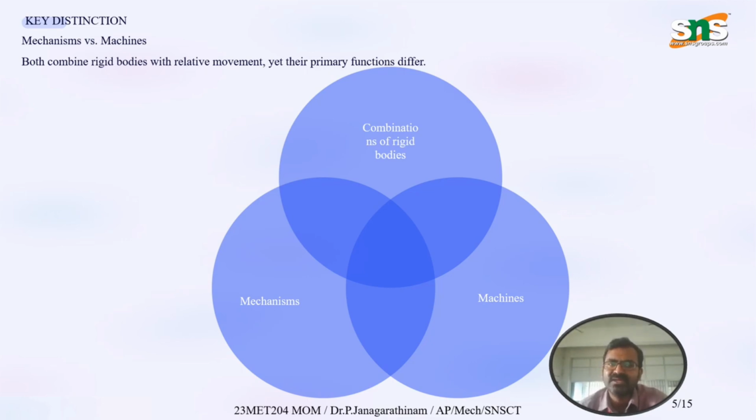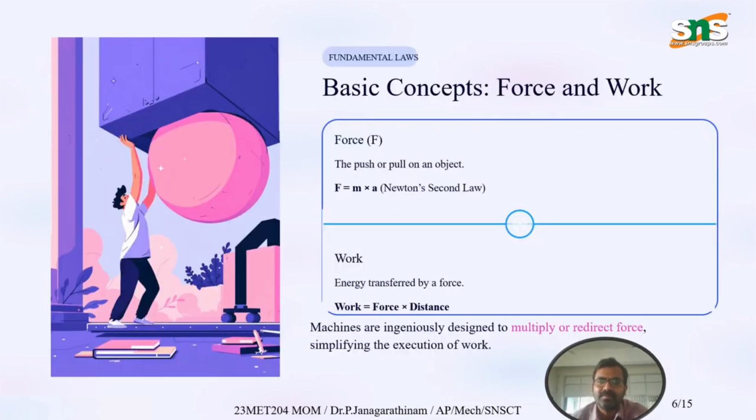Once we combine any kind of rigid bodies, they can be combined with both machines as well as mechanisms. Basic concept of force and work: F equals ma. According to Newton's second law, force is mass into acceleration, and work is force into distance, the energy transferred by a force. This is the general term we study in engineering mechanics and the different mechanical properties. We use this basic relation.